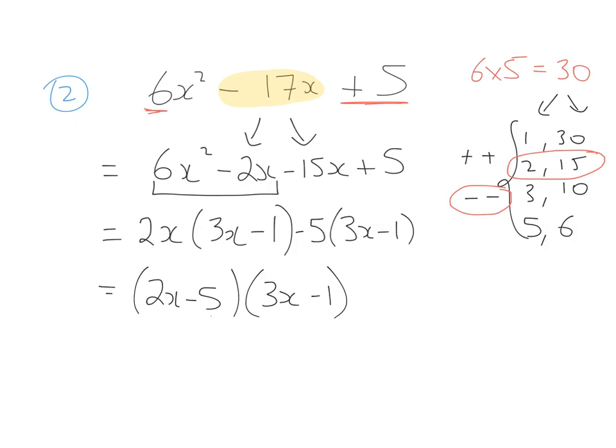And again, if you wanted to do a quick check, you could do your smiley faces to make sure that you're getting minus 17x in the middle. Or as I said previously, you can multiply out the entire bracket if you are interested in checking to make sure that you factorised this correctly.